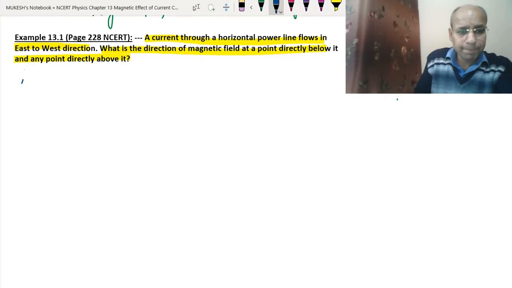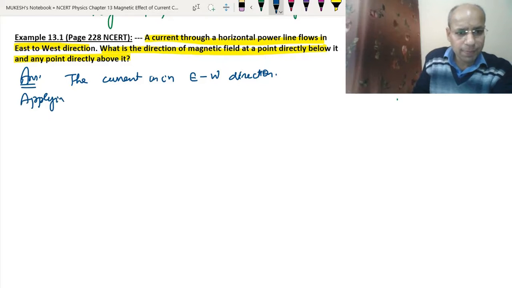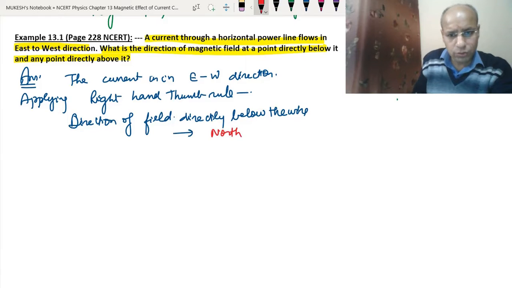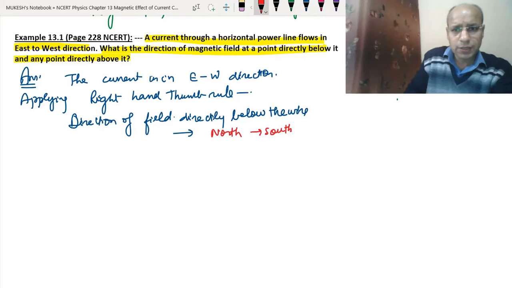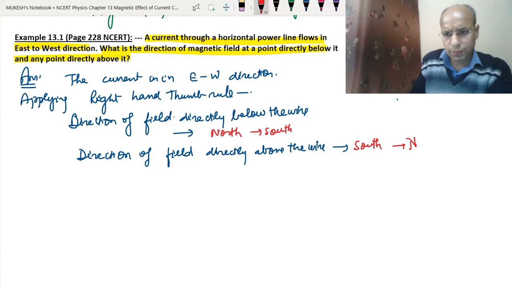So now let's write it. The current is in east-west direction. Applying right hand thumb rule, the direction of field directly below the wire is from north to south. I just explained you how. And then the direction of magnetic field directly above the wire is from south to north. I hope this is clear to you.